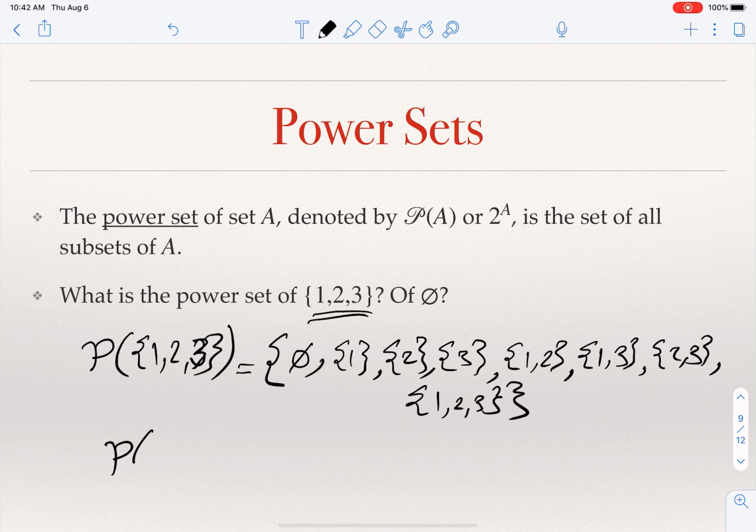If we look at the empty set, what's the power set of this? The set of all subsets of the empty set. Remember that the empty set has a subset, that is the empty set. So the power set of the empty set is the set that contains the empty set. Okay?